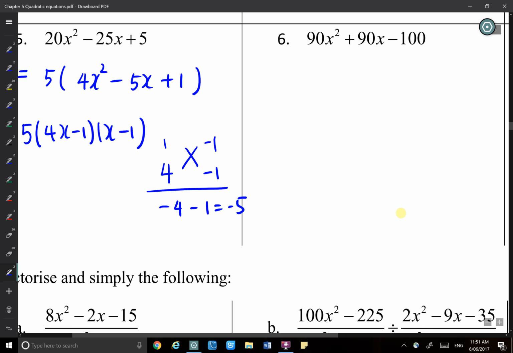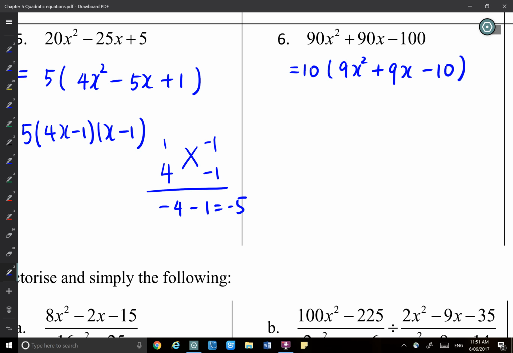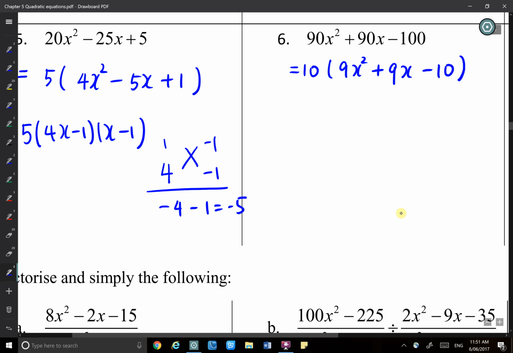Okay, next one, 90, 90, and 100. I can take 10 out first. So 9x squared plus 9x minus 10. Okay, I need a 9 in the middle and have 10 here. Well, let's try. 90, 90, and 10. Let's say 3 and 3. Whether 3 and 3 will work. 10, 2 and 5.